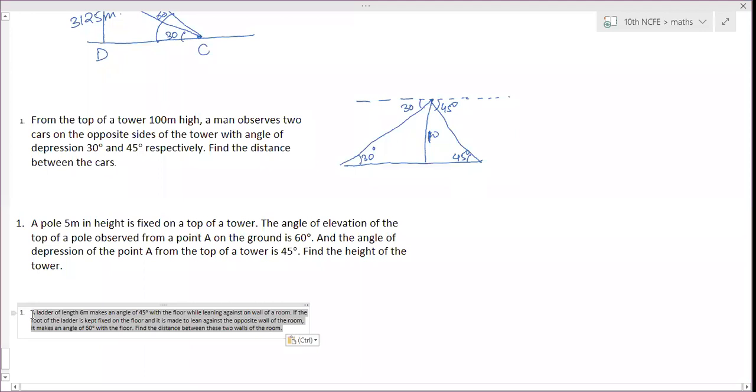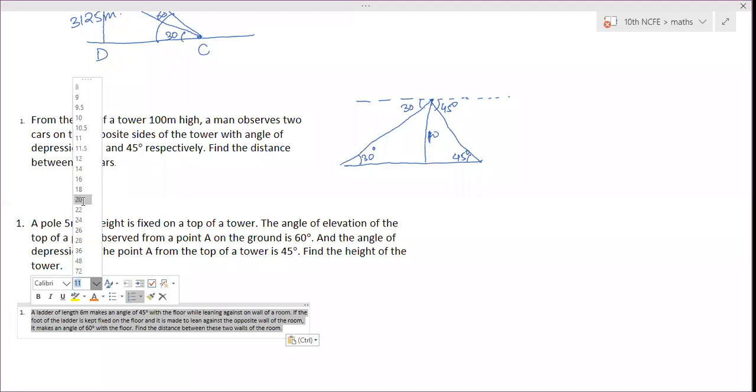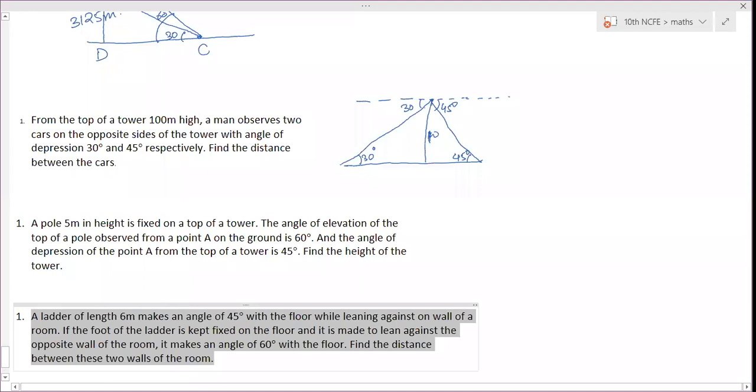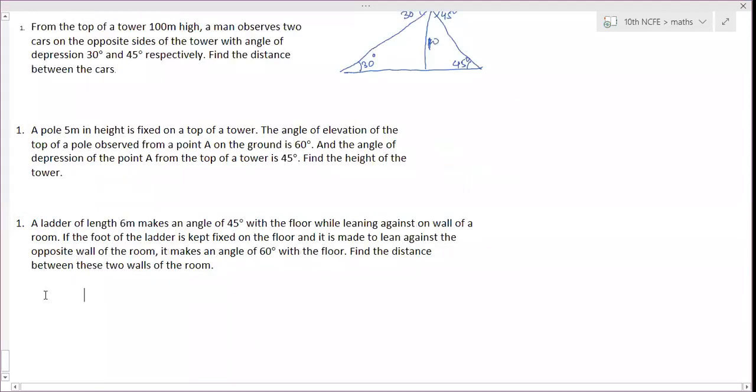Everywhere you will get the two triangle questions only. Single triangle questions you will not get anywhere. And the last one has one triangle only, not two triangles. Okay. A ladder of length 6 meter makes an angle of 45 degrees with the floor while leaning against a wall of a room. So this is the wall of a room, and this ladder, whose length is 6 meters, makes an angle of 45 degrees.